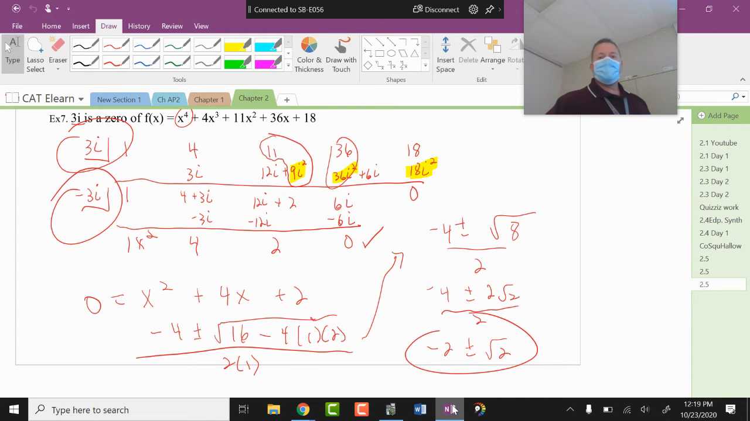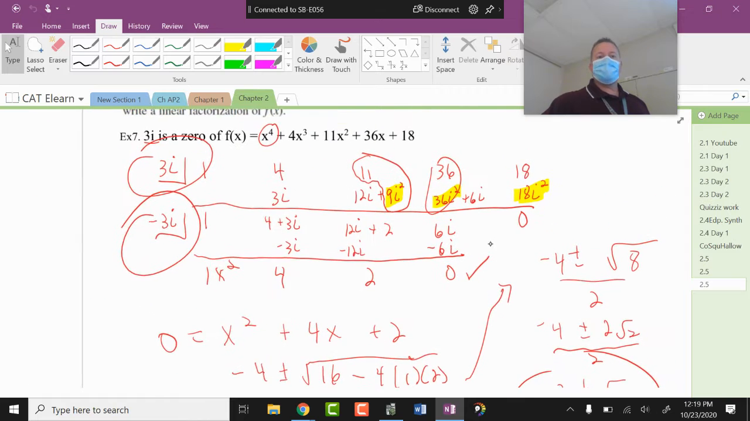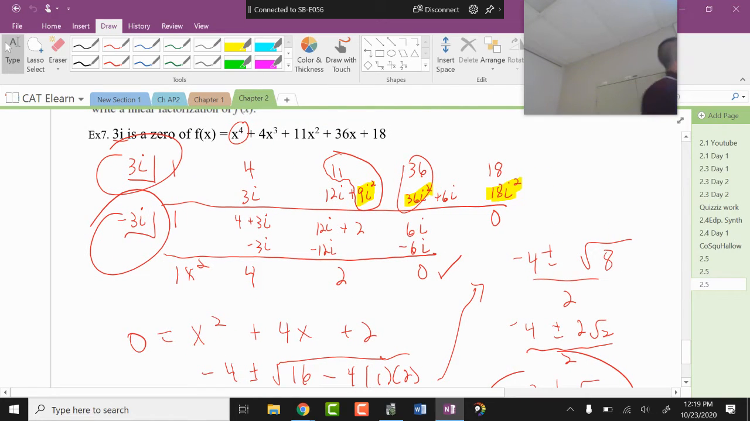You get a 0. And then you're supposed to pull this out of your brain. If this has real coefficients and 3i is a 0, then its conjugate must be a 0. And this is going to come out of your brain and then onto the paper, right? So you're supposed to be able to figure that out.